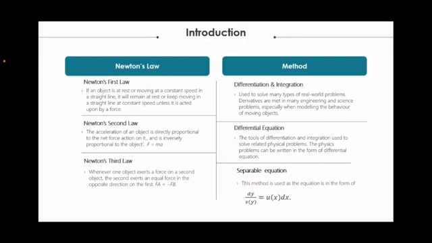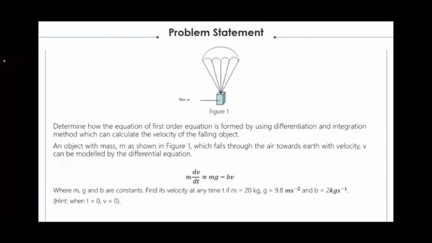Next, we move on to the problem statement. As you can see in figure 1 on the slide, there is an object with mass m attached to a parachute. The question is to determine how the first order equation is formed by using the differentiation and integration method, which can calculate the velocity of the falling object. The diagram is interpreted into the equation on the slide.